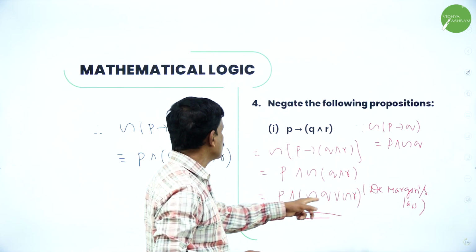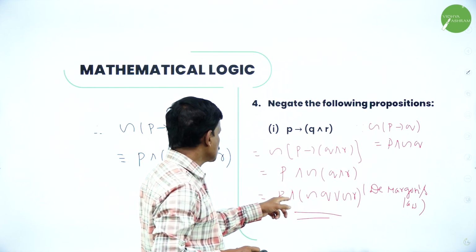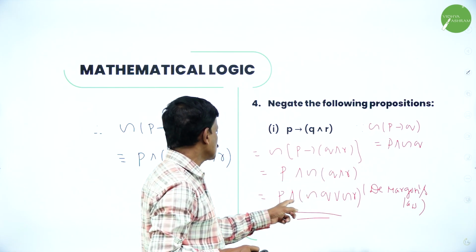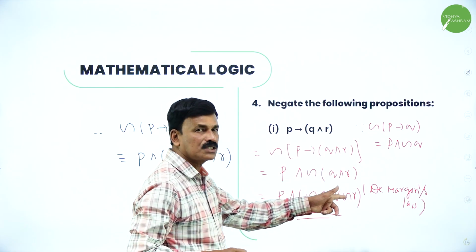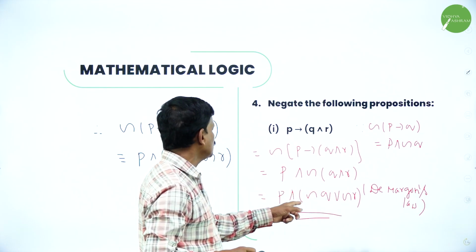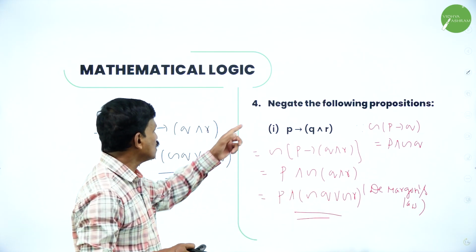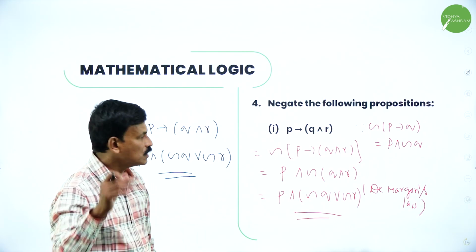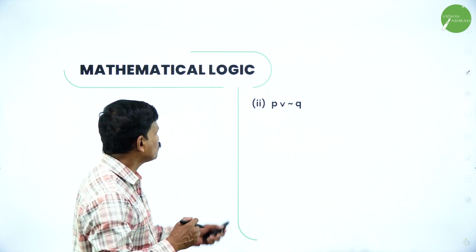Using De Morgan's law, negation of Q conjunction R is equal to negation of Q disjunction negation R. So P conjunction negation Q disjunction negation R is the negation for the given statement. Now move on to the next problem.